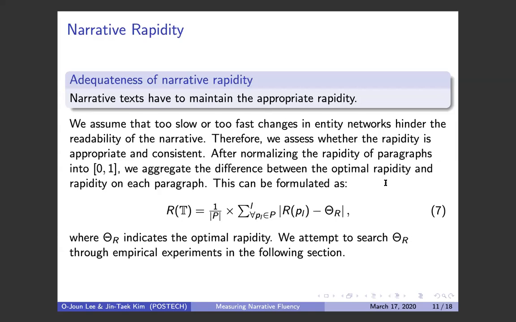The optimal narrative rapidity will be different from kinds of narrative text or domains. We determine the optimal narrative rapidity based on empirical experiment.